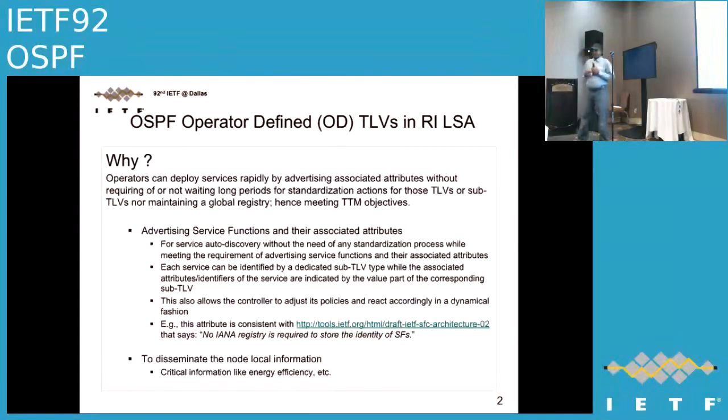It also enables the operator, for example, to make these policies dynamic. For example, a backup service can be installed or a load balancing instance can be created on the fly. So the attributes corresponding to that can then be flooded and given to the controller easily. Another use case for this is node critical information like energy efficiency, and that kind of critical information can be passed to the controller. How the controller uses this information is out of the scope of this document. Next slide, please.